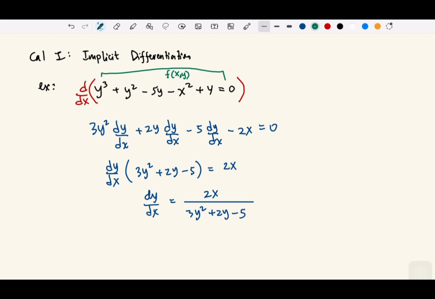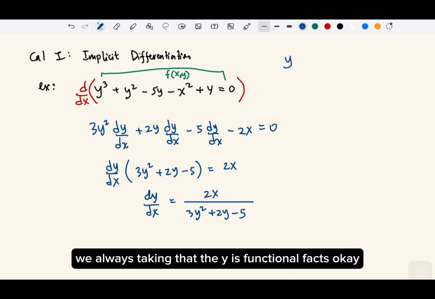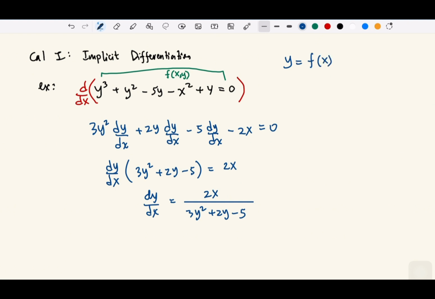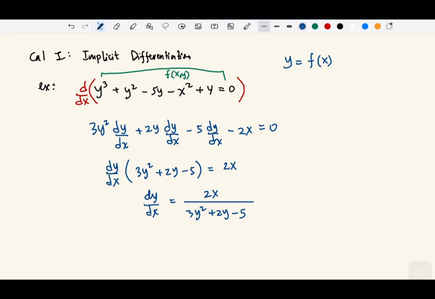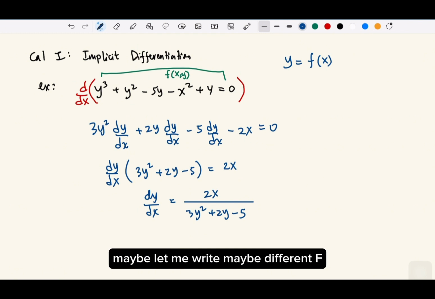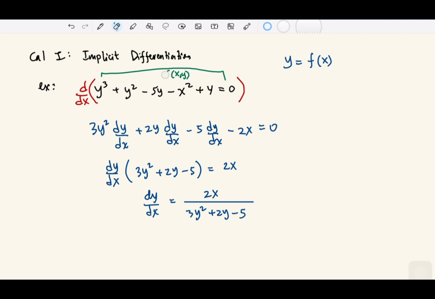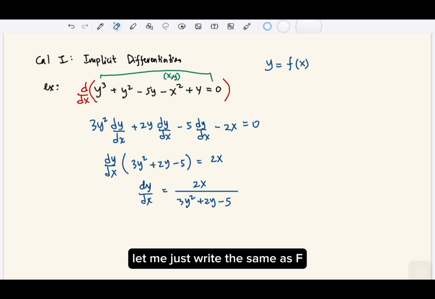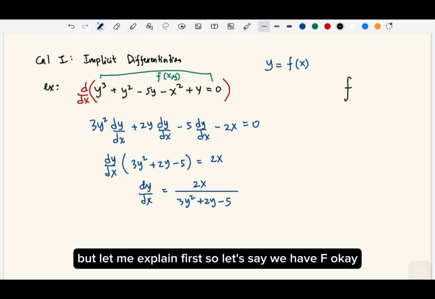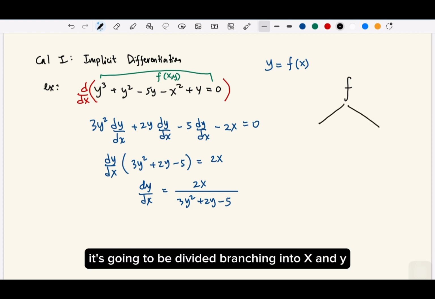Okay, and in calculus 1, we are always taking that y is a function of x. Which means if this is f, maybe let me write a different f, maybe capital F, to make it different. Maybe this is capital F, like that. So actually what we did is the same. It is a little bit weird, but let me explain first. So let's say we have F, and it's going to be branching into x and y.